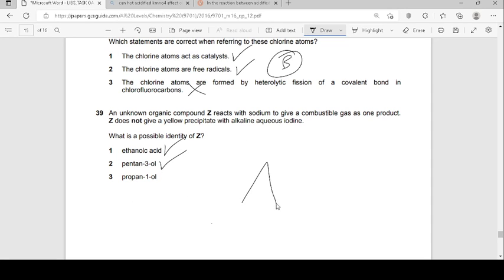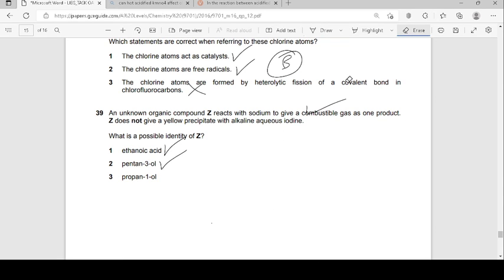But propan-1-ol, again, because it has OH, it'll give ONa with H2. And so the first part is right. And the second part, does not give a yellow precipitate with alkaline aqueous iodine. Again, it has an ethyl group here, right?